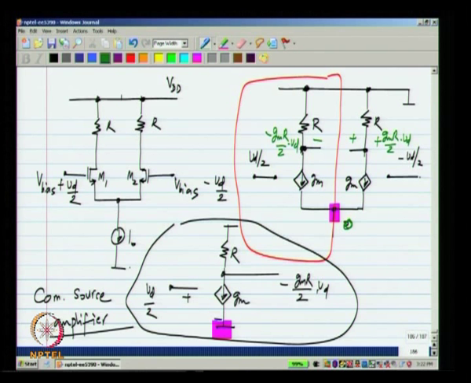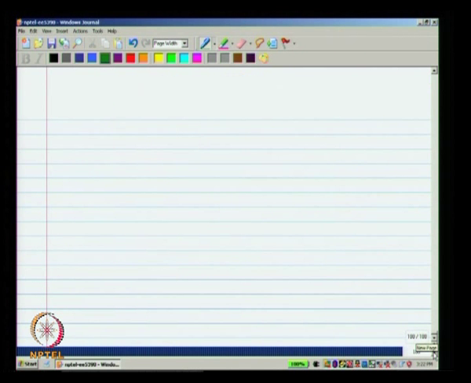Now, earlier we analyzed the differential pair using conventional nodal analysis. It is quite easy because the circuit itself is quite small, but it can be made even simpler, and the simplicity is particularly helpful when we go to bigger and bigger circuits. Now, let us come back to the common mode equivalent circuit. What did we have?